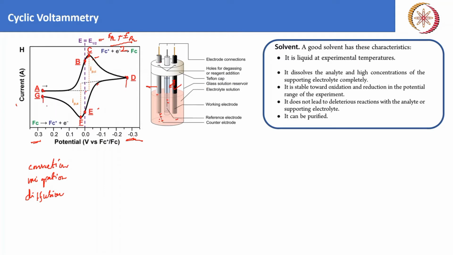Suppose you are doing the redox reaction at this potential, so your solvent should be stable at this potential. The other thing is that it should be stable towards the oxidized and reduced species. Whatever reduction or oxidation product is forming, the solvent should be stable against that product, and it should not lead to any reaction with the species being formed, and it should be inert towards the supporting electrolyte.